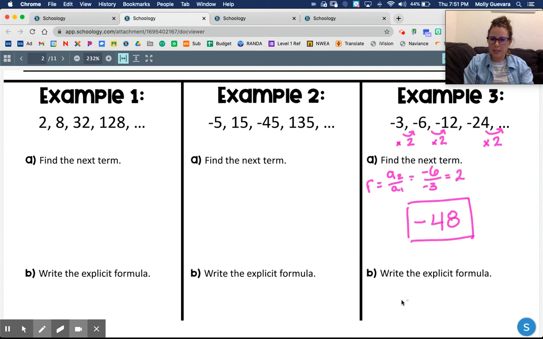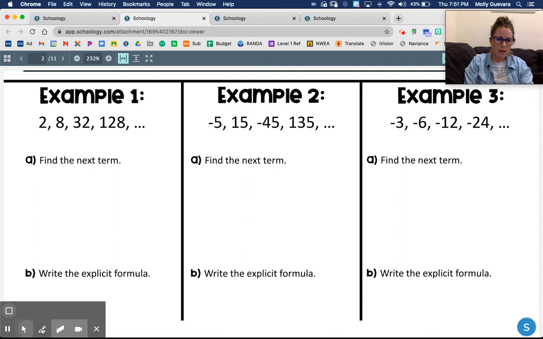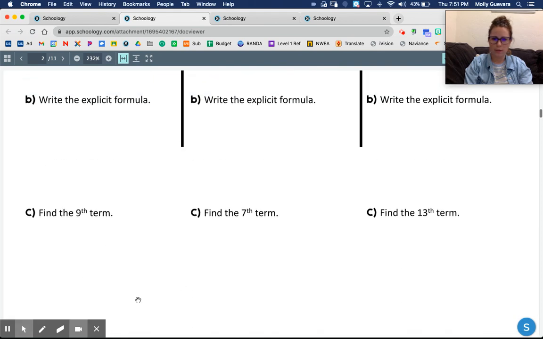And then I need to write the explicit equation or the explicit formula. So a sub n equals my first term, which is -3, times my multiplier, which is 2, to the n minus 1. And then lastly, I want to find the 13th term. So here's my explicit equation: negative 3 times 2 to the n minus 1.